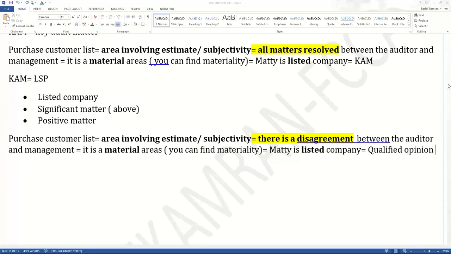So you need to know the logic well, that CAM will only come when it is a significant matter, but that matter has been resolved. CAM will not come for negative matters. CAM will not come for matters where you have disagreement. If you have a disagreement, then either you will issue a qualified opinion or an adverse opinion. You cannot have a CAM for a disagreement, right? And you cannot even have a CAM for a going concern issue, because for a going concern issue, we have a separate paragraph in the audit report.